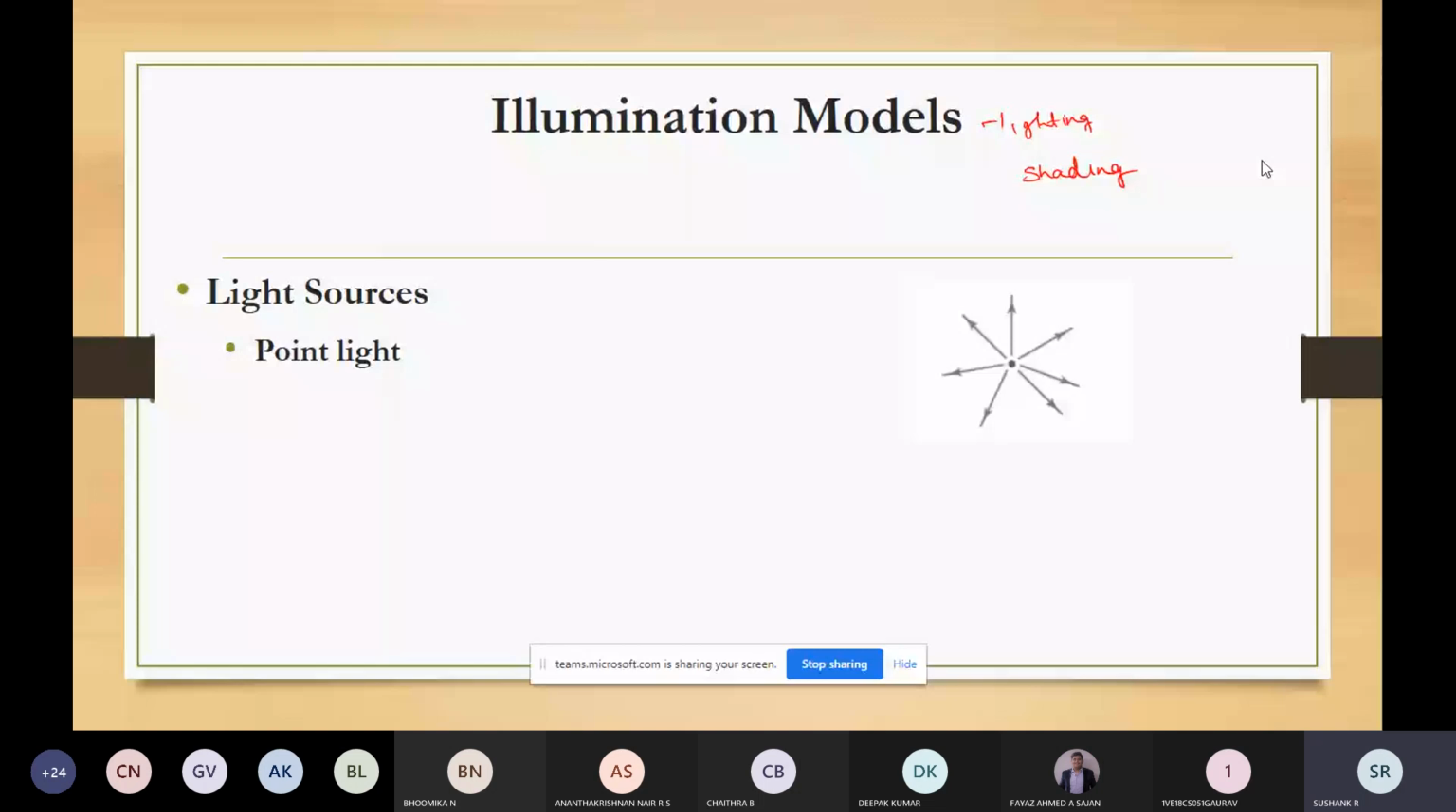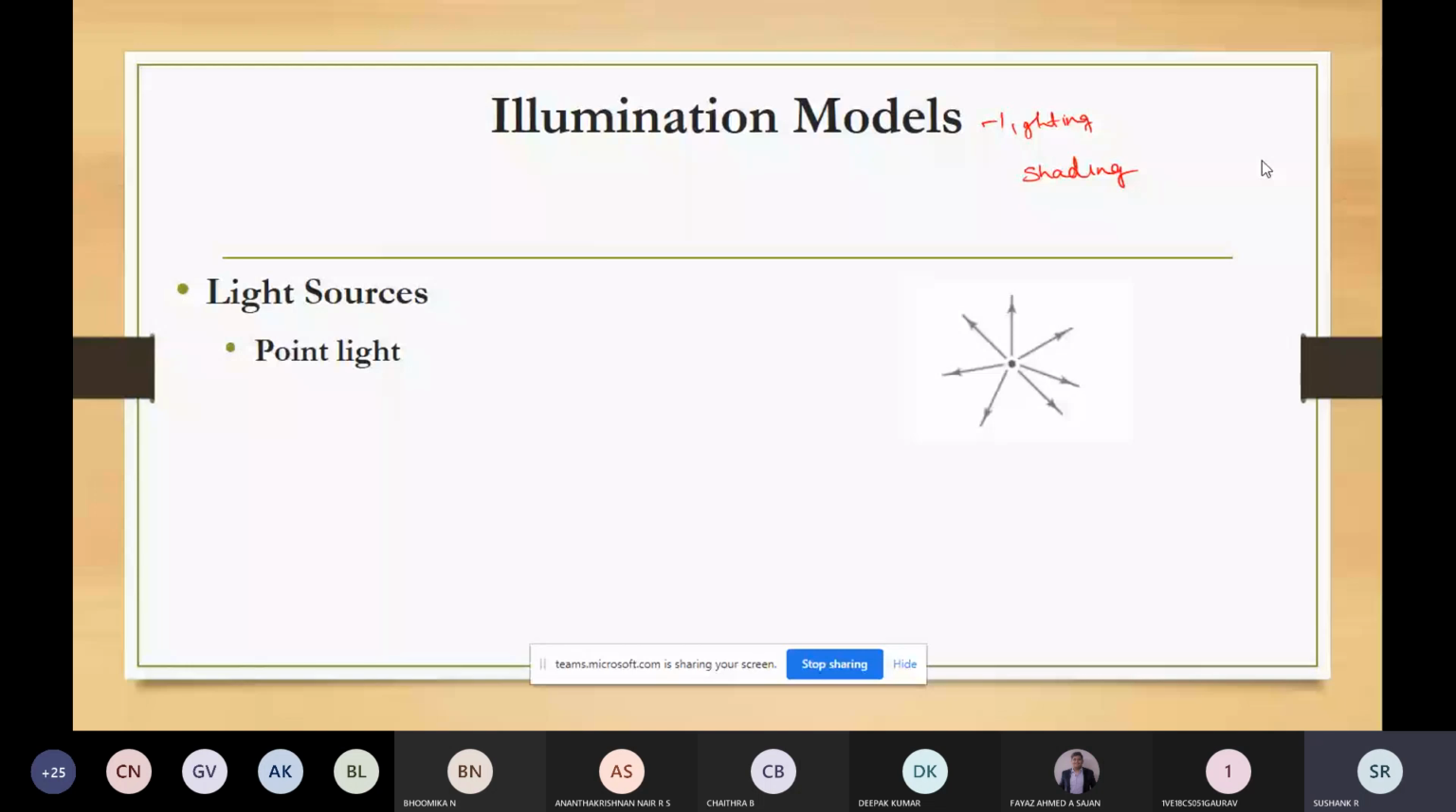Also, this illumination model is known as the shading model because sometimes it will calculate the surface color using a shading model. That's why this illumination model is also known as the shading model.